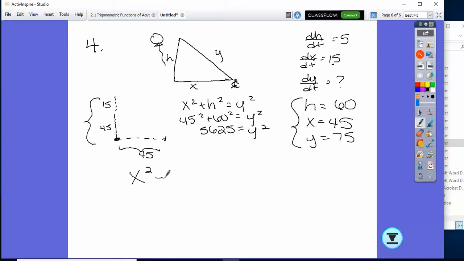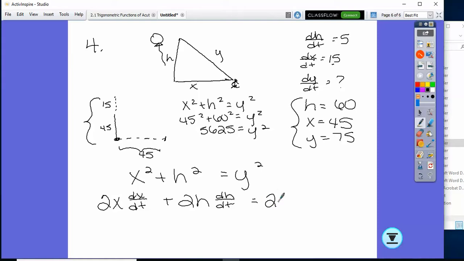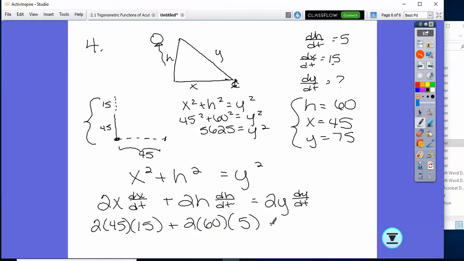So if we set this up, we have to do the derivative. Derivative of x squared would be 2x dx/dt. Derivative of h squared is 2h dh/dt. Derivative of y squared is 2y dy/dt. So then if we plug in, the x was 45, dx/dt is 15, 2 times 60, dh/dt was 5, equals 2 times 75 dy/dt.